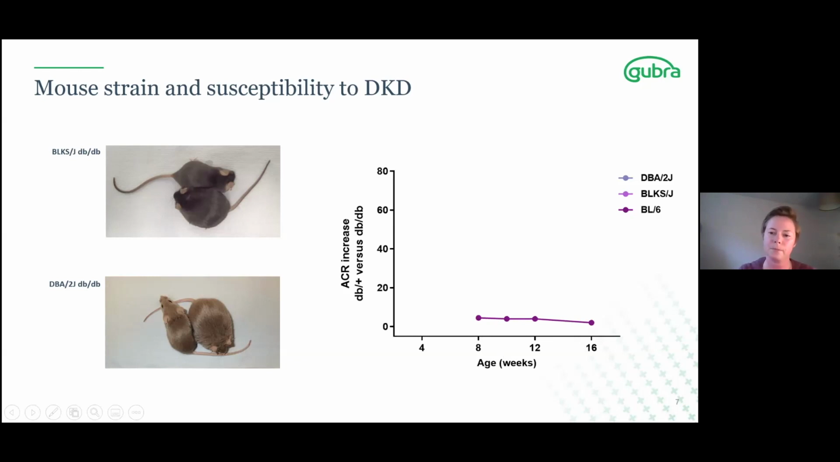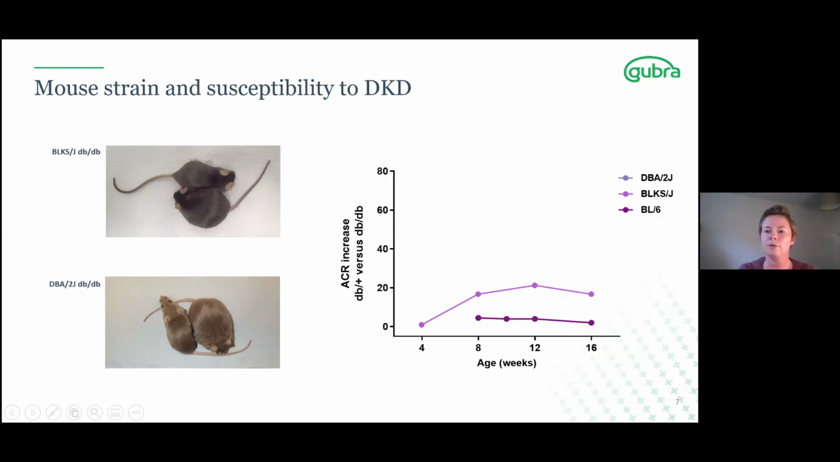If we look at the BLKS strain instead, the BLKS strain I think is the most often used strain to study not only diabetes but also diabetic kidney disease. And when we look at that, we see an increase in albuminuria towards 20-fold between the diabetic and the healthy controls. So this also looks a bit more impressive, but what you also need to notice here is that we don't see any progression over time. We see progression in man, and we would really like a model that also shows progression over time.